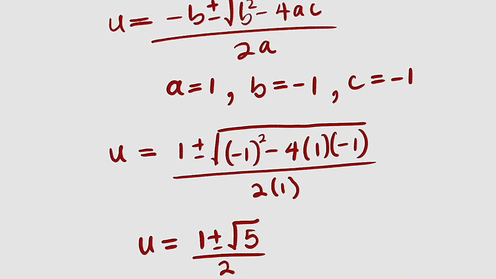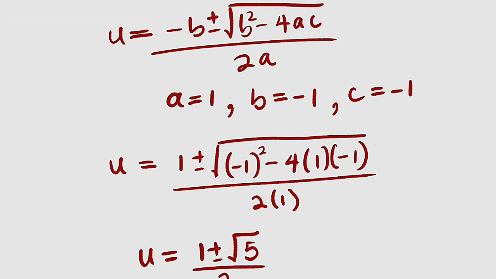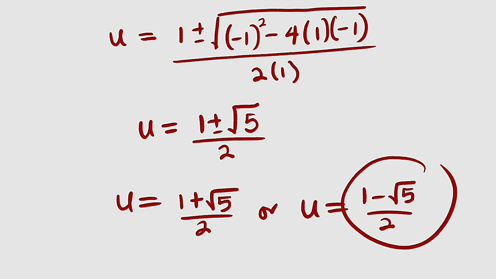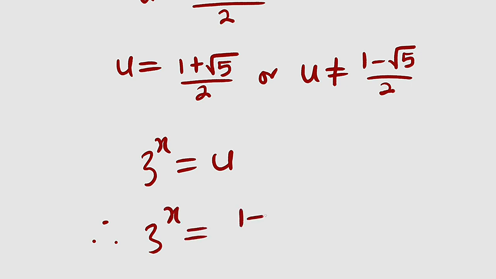But what is u? u is 3 to the power of x. And 3 to the power of x can neither be negative nor 0, right? We have seen that it cannot be equal to 0. But this term right here is definitely a negative number. Therefore, we are not going to consider this one as well. Rather, this. So since 3 to the power of x is equal to u, therefore 3 to the power of x is equal to 1 plus root 5 divided by 2. It cannot be equal to this one.